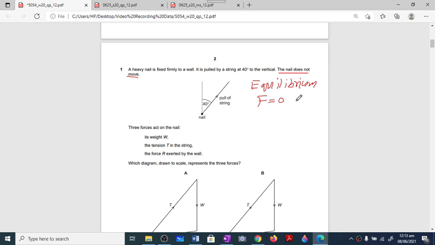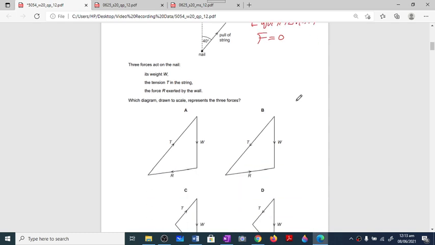So always remember that for the vector diagram, when the resultant force will be zero, then it will make a closed triangle. Closed triangle means that one force will be this, one force will be this, and this one will be the opposite of the resultant force. So this will make a closed triangle, and then it will give you the equilibrium condition.